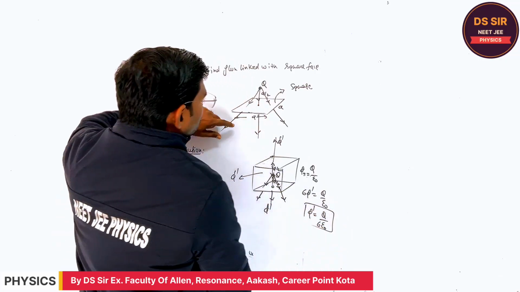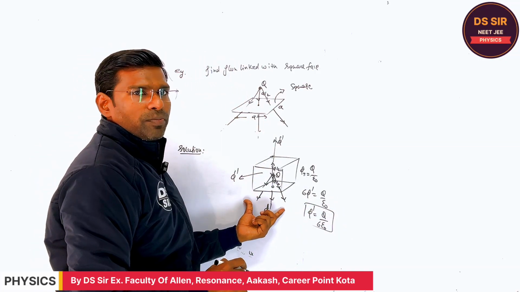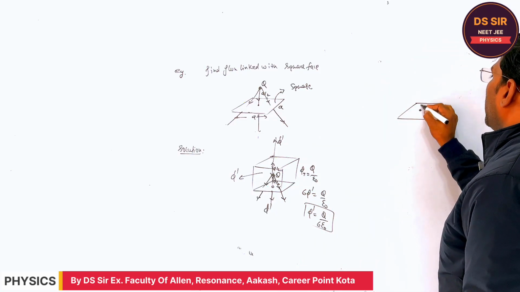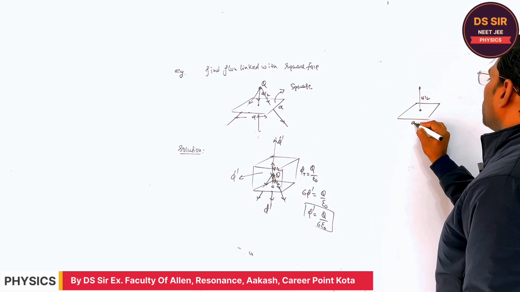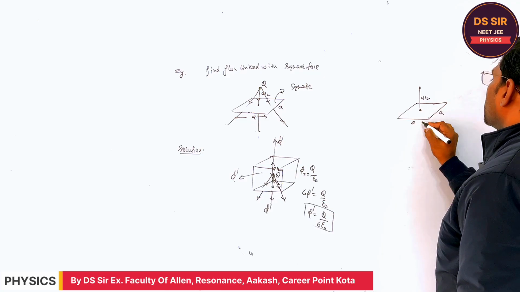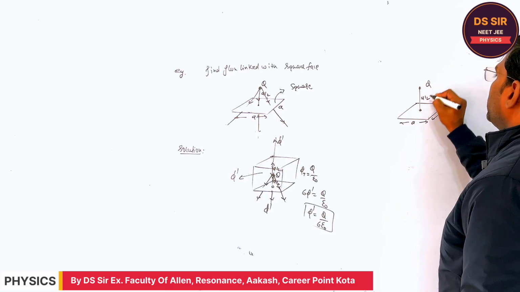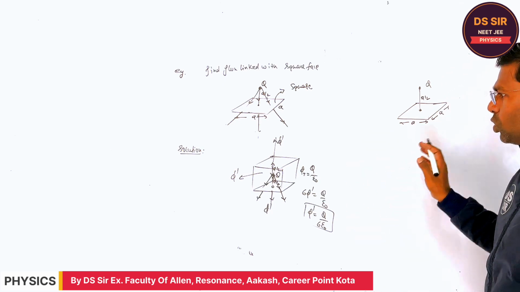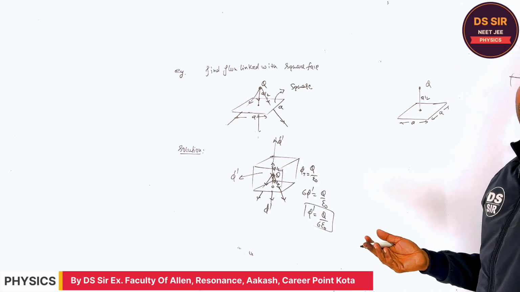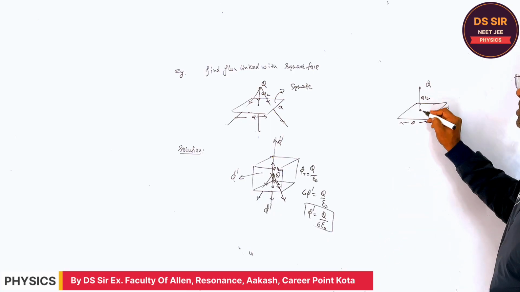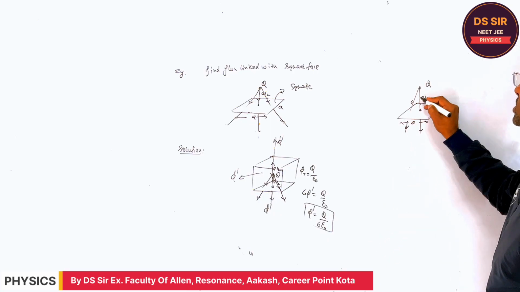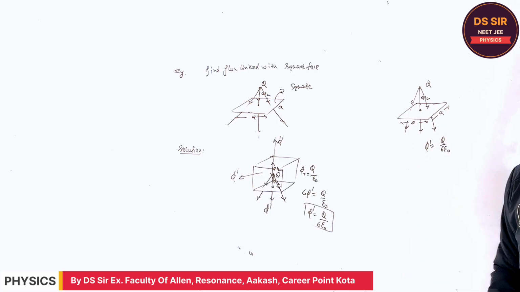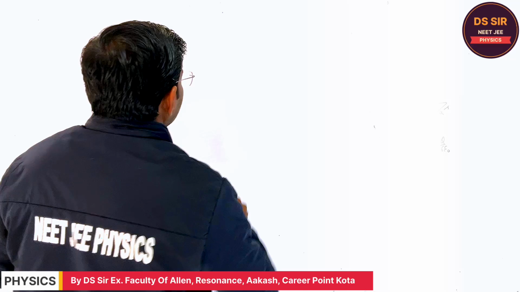q by 6 epsilon naught. So although they will not give the cube, they will give a face, and at distance a by 2, the side of the square is a, and they are asking the flux linked with this face, only one face. So you have to assume all the things by yourself. And then the flux linked with this surface is phi dash equal to q upon 6 epsilon naught. Copy this.